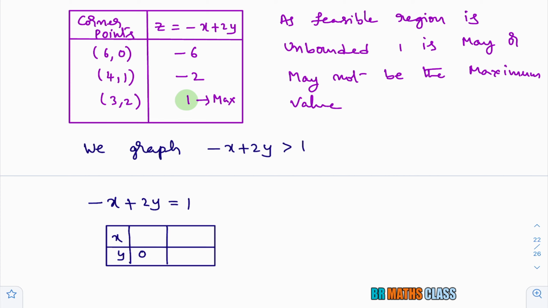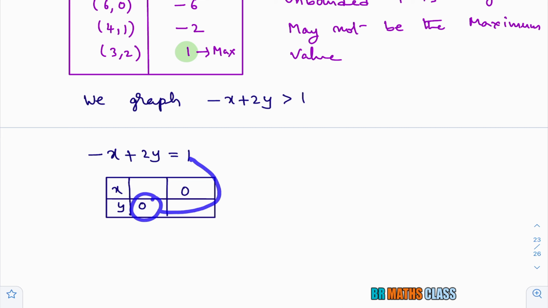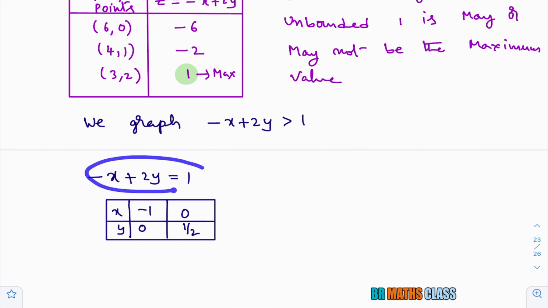To find 2 points on this line, I'll go with x value, y value. Put y equal to 0. You put y equal to 0 in this, then what will you get? You will get x equal to minus 1. So one point we identified, that is minus 1 comma 0. Now you put x equal to 0 in this. If you put x equal to 0, then you will get y equal to 1 by 2. To draw this line, strictly greater than is given. As strictly greater than is given, we need to draw a dotted line. So first you identify the points minus 1 comma 0 and 0 comma 1 by 2.